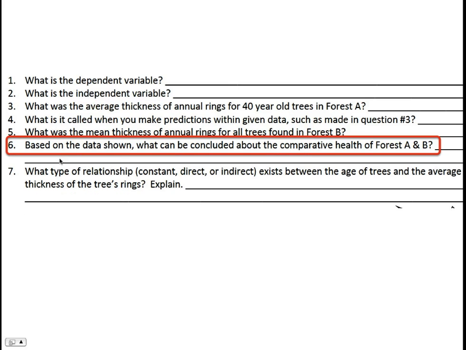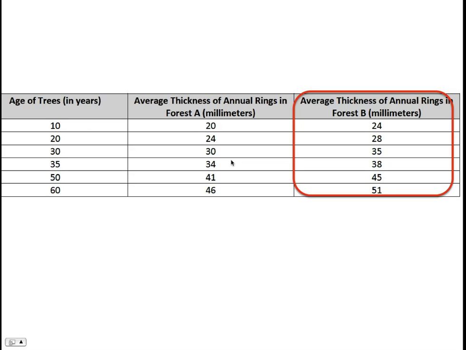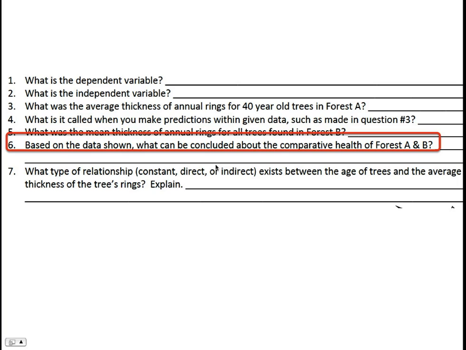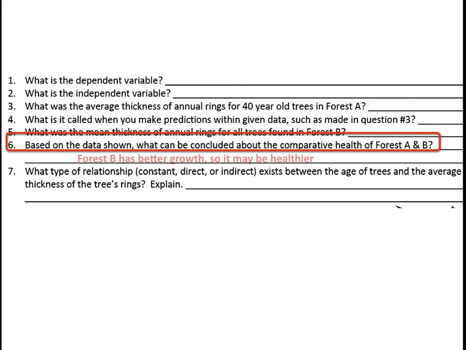Next question said something like, based on the data, what can be concluded about the comparative health of forest A and B? If you think about the fact that big growth is better than smaller growth, that would imply a healthier situation, so I would assume that forest B has better growth, so it must be healthier. If I look at the graph or go back to my data here, there's 20, it's 24 there, it's 24, 28. It's always a little bit larger in forest B, so that might mean that they had better soil, better light conditions, something along the line to make it a healthier situation.